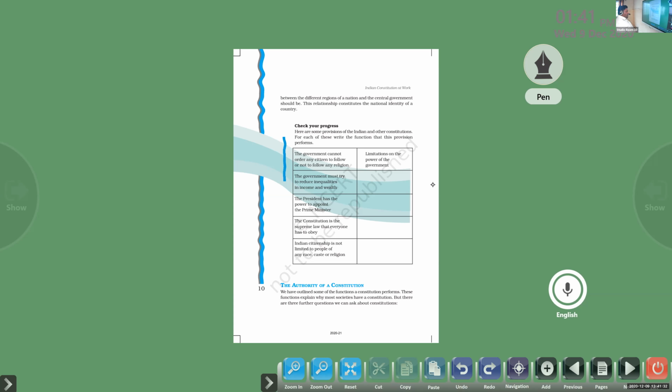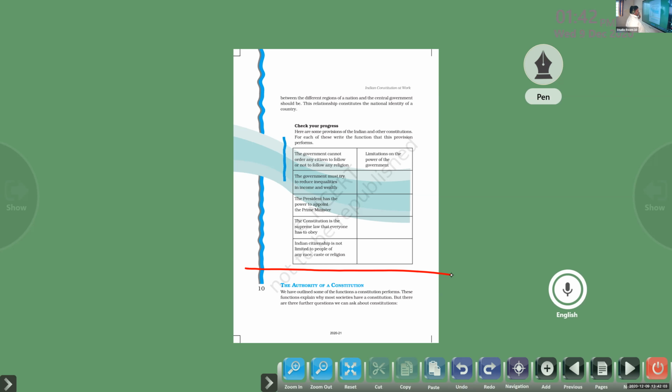Okay, and here is a homework for you. Next homework. So check your progress. So far we have read a number of things and understood a number of things here. Okay, fill this. Clear? So I will read that. Check your progress. Here are some provisions of the Indian and other constitutions. For each of these, write the function of the provision. So we discussed so far 4 functions of the constitution. So you want to write.